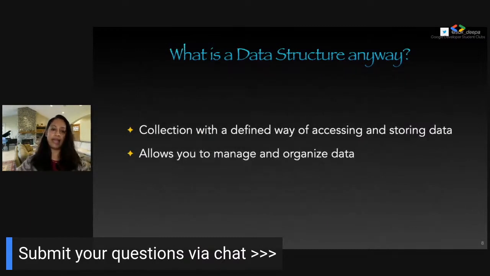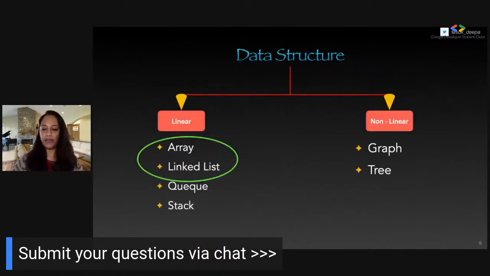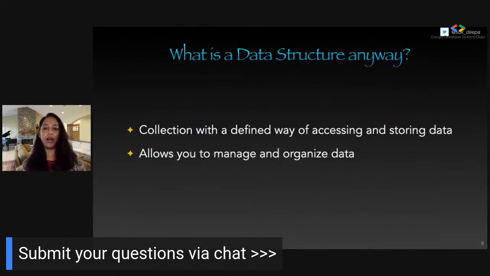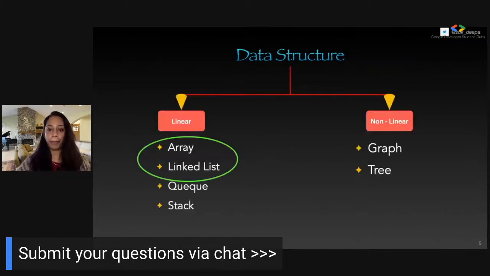I'm not going to go into this. Sorry about that. Okay, so what is a data structure anyway? It is a collection where you can define a way to access and store data. In simpler terms, you can manage and organize data. Different tasks and applications require different data structures. Now, what are the types of data structures? It could be linear or non-linear. I'll be talking about arrays and linked lists today, but the rest was already covered by Alexander, and you can find the link in the chat.